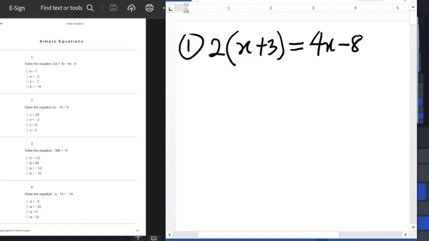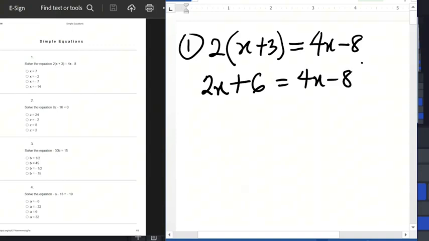So what we're going to do here, the first thing you need to do is to open the brackets. So we open the brackets, then collect like terms. That means we're using the term outside the bracket to multiply all the terms inside the brackets. So 2 times x will give us 2x, 2 times 3 will give us plus 6, equals to 4x minus 8.